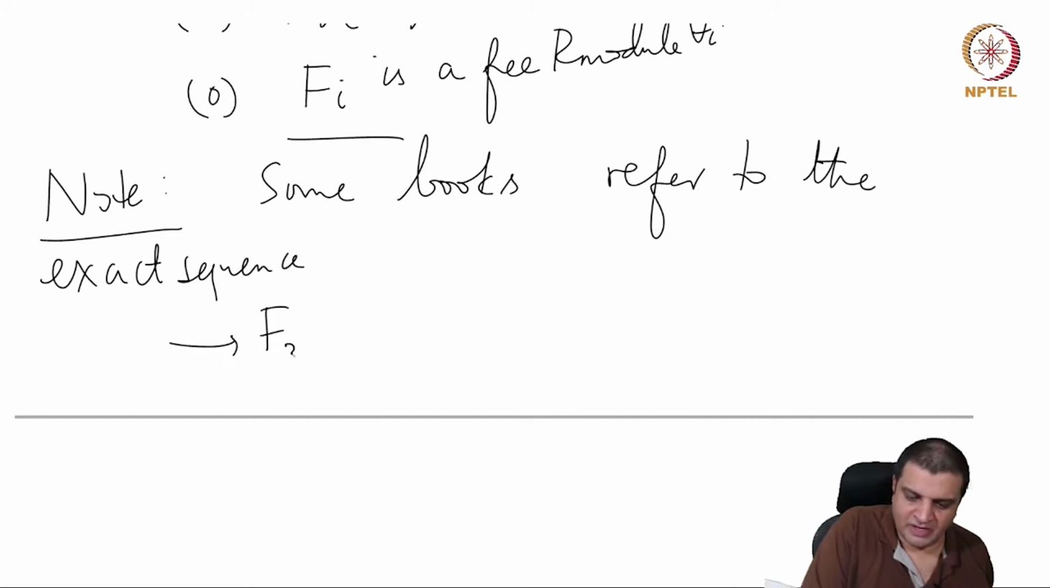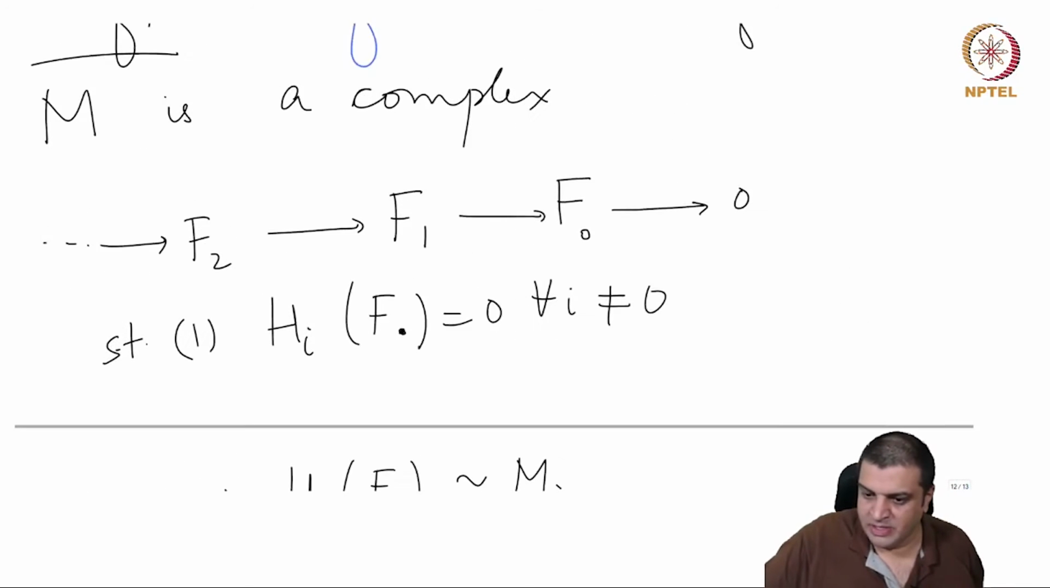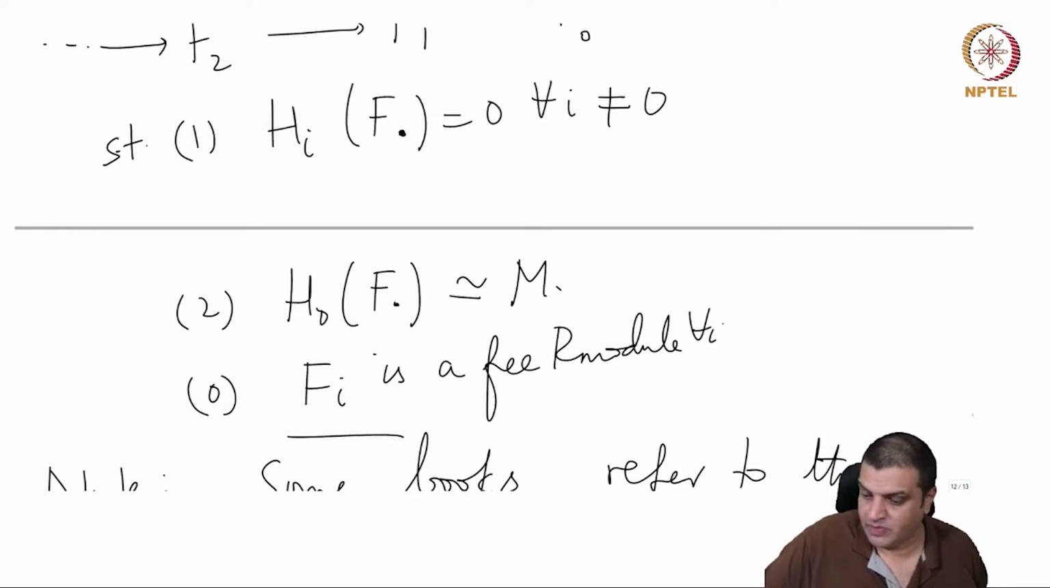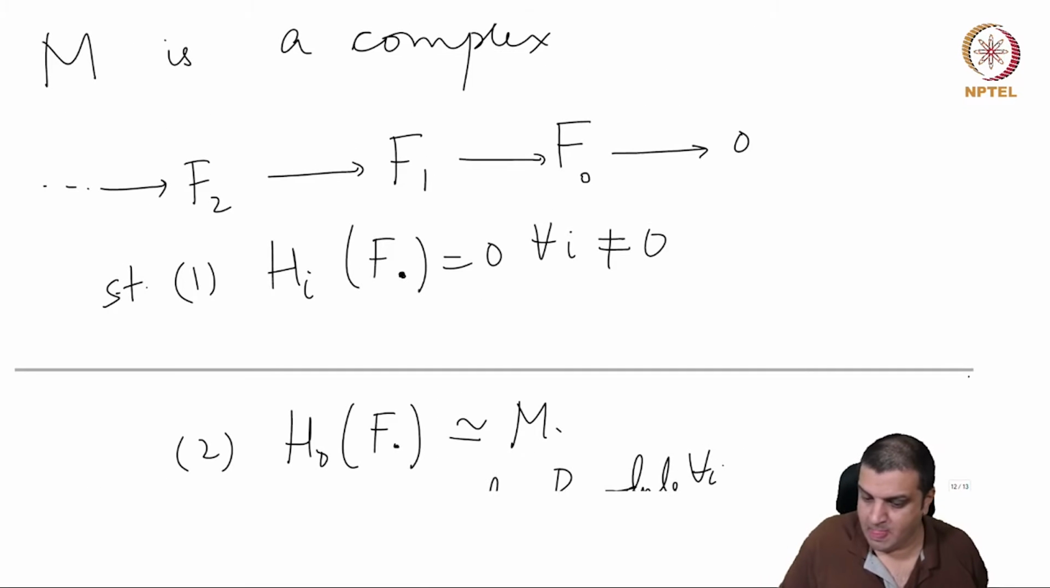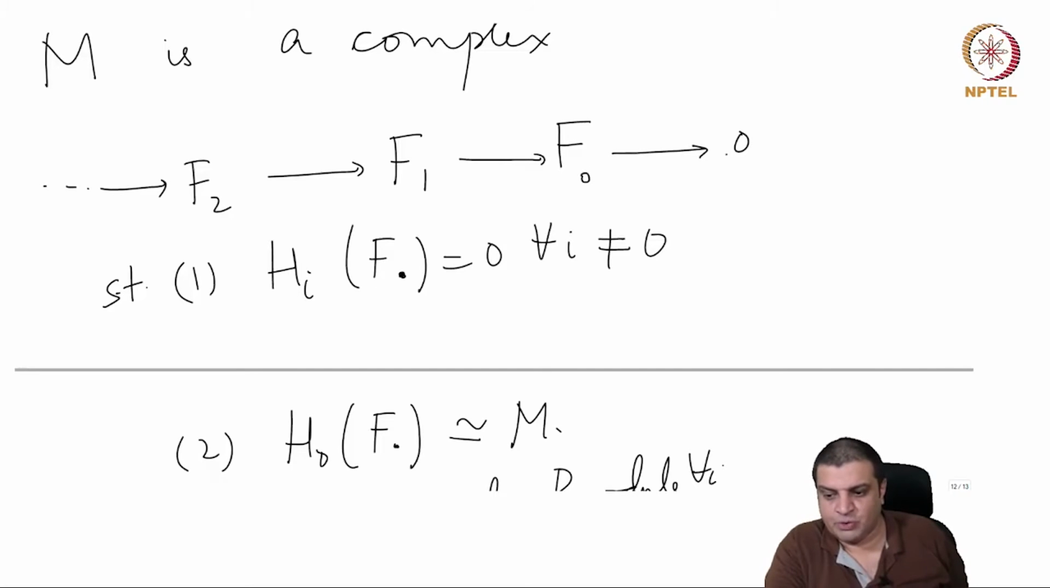So we put everything as above, F3 to F2 to F1 to F0. Now, what does it mean to say that the zeroth homology is M? It means that it is isomorphic to M. It means that the zeroth homology here is everything goes to 0 here. This is the 0 map.